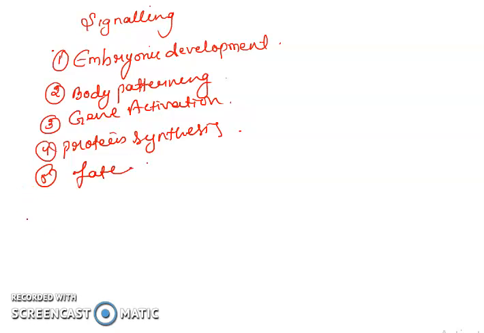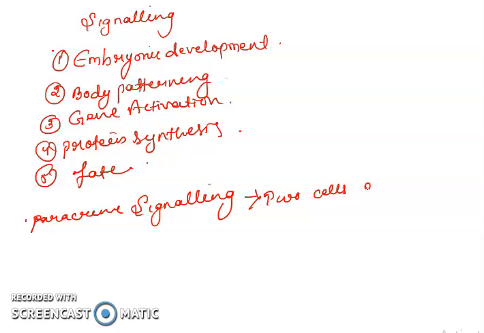Okay, and we have various types of signaling, but today we will discuss the Hedgehog signaling pathway, which is a paracrine factor or paracrine signaling. Paracrine signaling means when two cells are in close proximity. Now we will be dealing today with the Hedgehog signaling pathway.